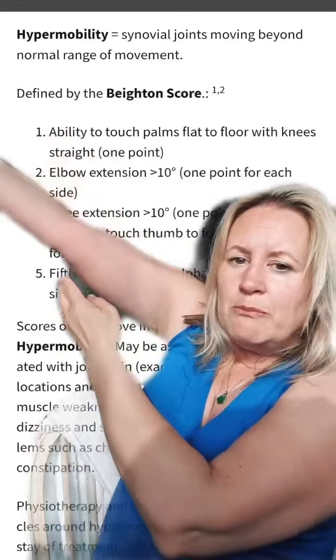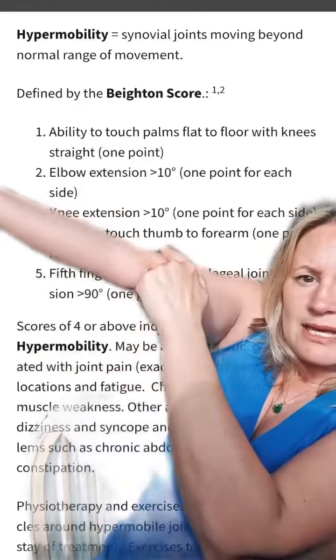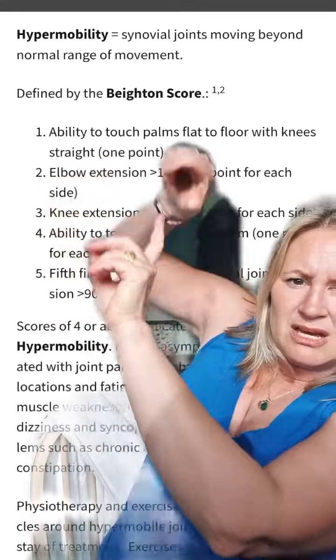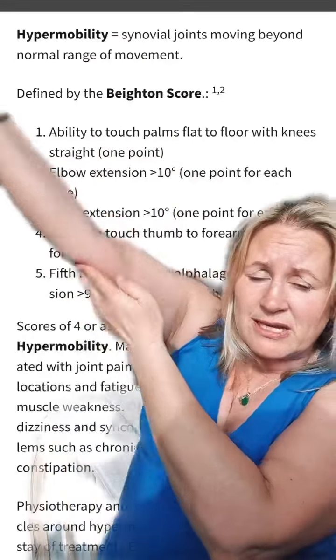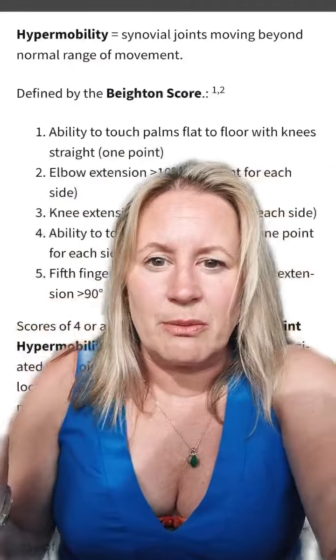I'm not like this, but some people I've seen, they can extend their arms like this and the joint in the middle almost bends upwards. So if you have one of those very flexible arms that bend up, a point for each, that may be an indicator of hypermobility too.